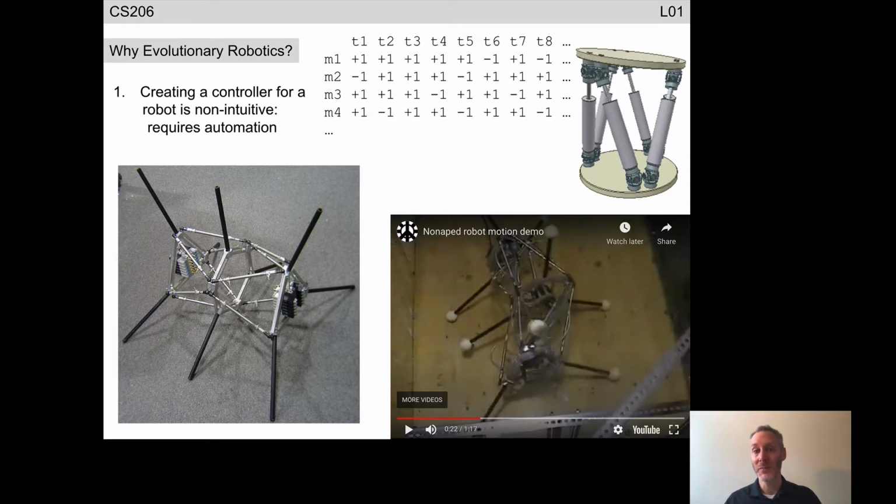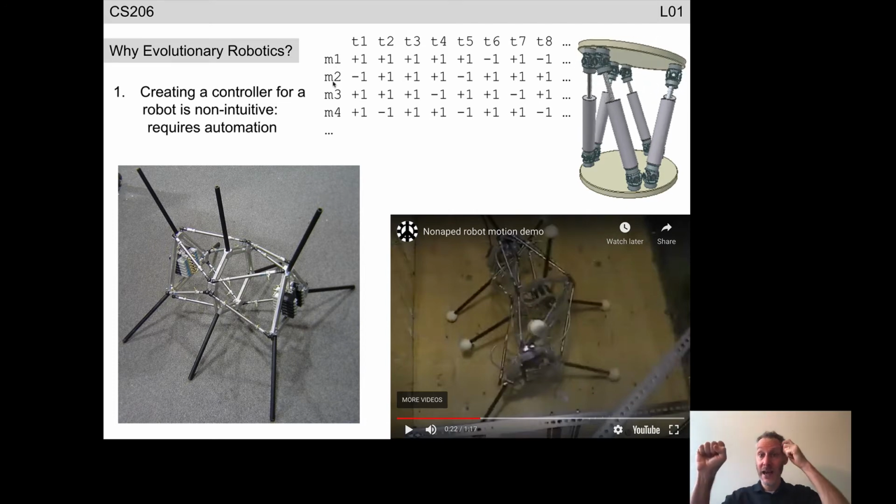Let's imagine we're not going to use a neural network to control the nonaped for the moment. We're going to use something much simpler, which is simply a binary matrix of +1s and -1s. Imagine that this matrix has 12 rows that correspond to the 12 pistons, and each column corresponds to 1 second. So in the left-hand column, at T1, at 1 second, we want the motor attached to piston 1 to increase or extend the piston.